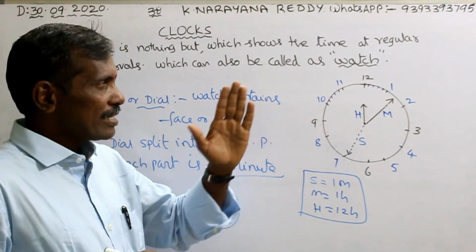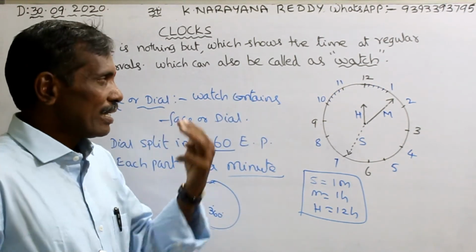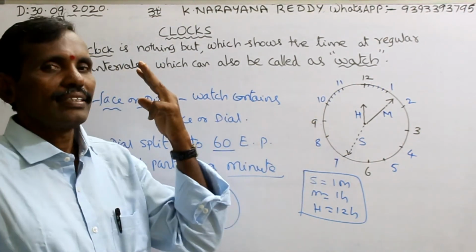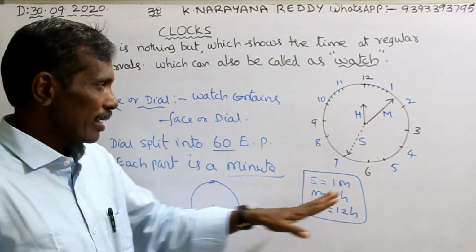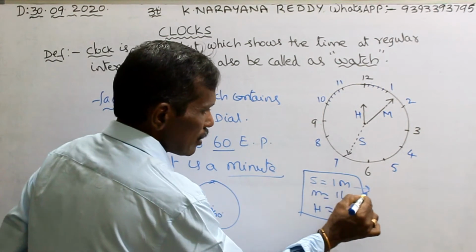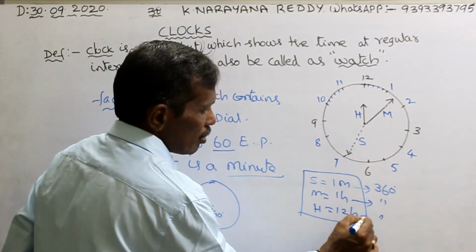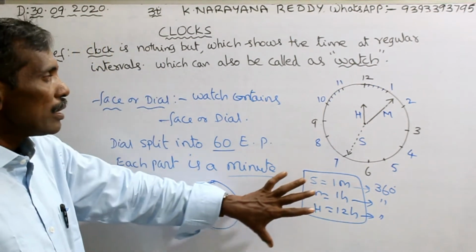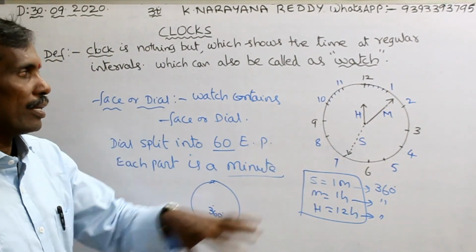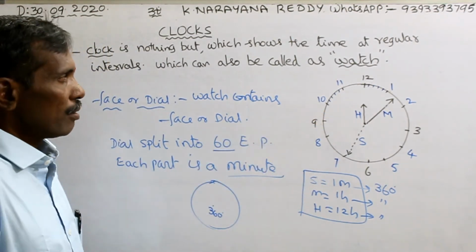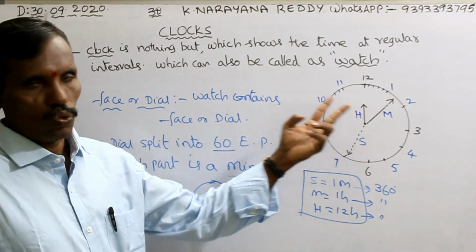Hours hand makes 360 degrees in 12 hours. Second hand makes 360 degrees in 1 minute. Yes? It makes 360 degrees. Say 1 hour, 2 hours. So, these are the simple differences between these three hands. But we are focusing on these two hands only.